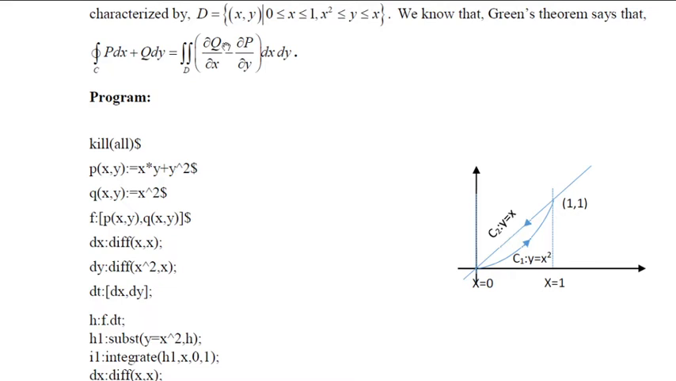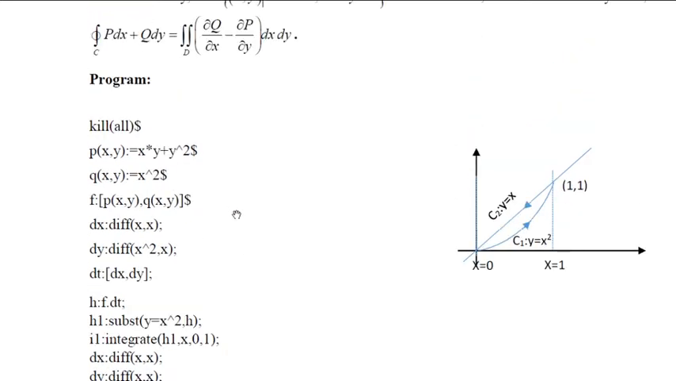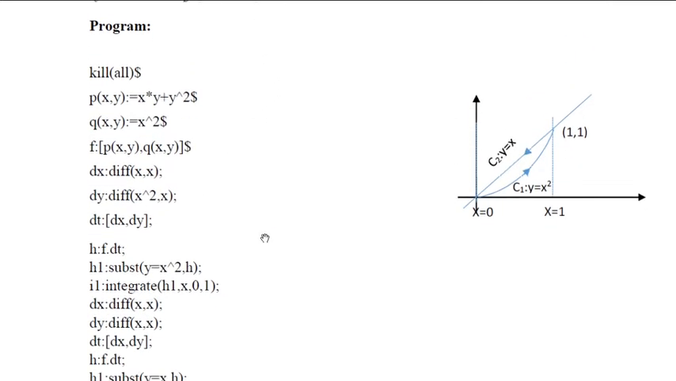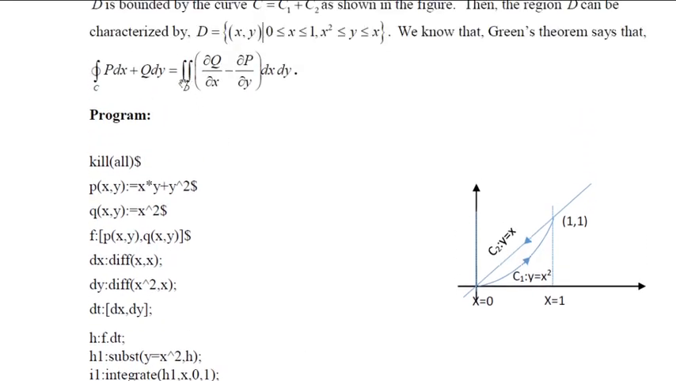So first let us find out the partial derivative of this, and let's call this one s. So your s is differentiation of q of xy with respect to x, that is dou q by dou x, minus differentiation of p of xy with respect to y, that is dou p by dou y. So dou q by dou x minus dou p by dou y, we are calling that one s. In fact, we need to find the double integration of this over the region D.